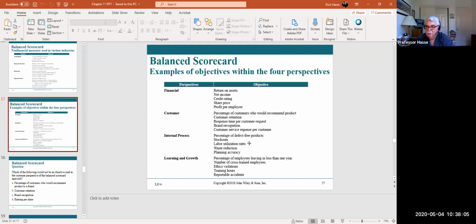Are we using our labor correctly? And in learning and growth, what are our ethics? Are we training our people properly? Are our employees giving us feedback about how they're doing? Employee loyalty, morale. What do we do with all these things to plan into the future? It's a very important concept, balanced scorecard.